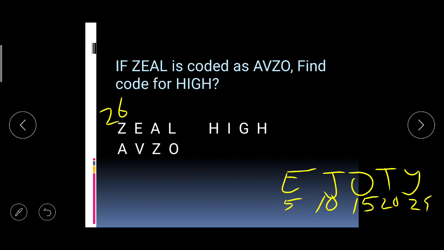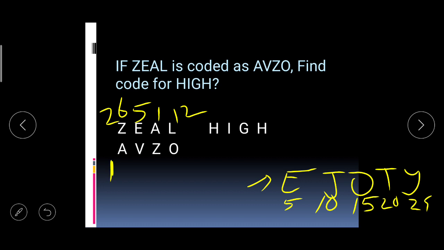Okay, so let's try to plug in the data. What is the position of E? 5. What is the position of A? 1. What is the position of L? I know that J is 10, K is 11, and L is 12, right? So I am just putting 12. Since I remember these 5 letters, I can very easily find the letters which are nearer to these letters. Similarly, let's put the positions for this.